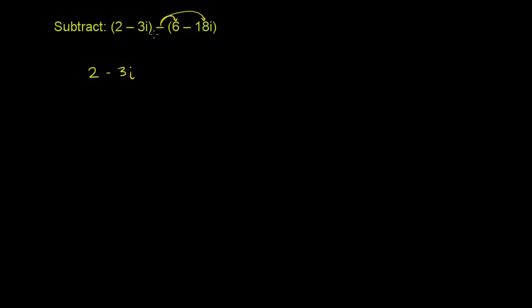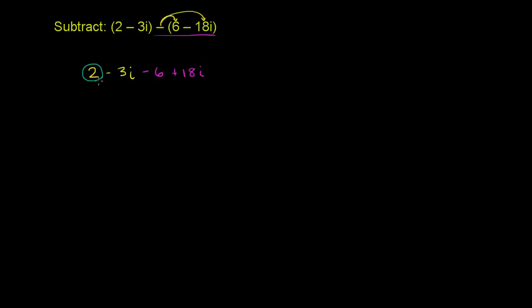Let me do these in magenta. So this is negative 6. And then negative 1 times negative 18i, well, that's just going to be positive 18i. Negative times a negative is a positive. And now we want to add the real parts, and we want to add the imaginary parts.